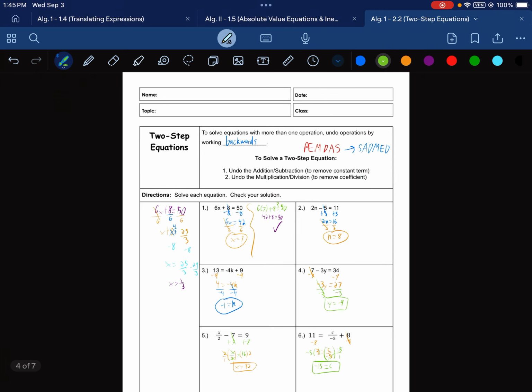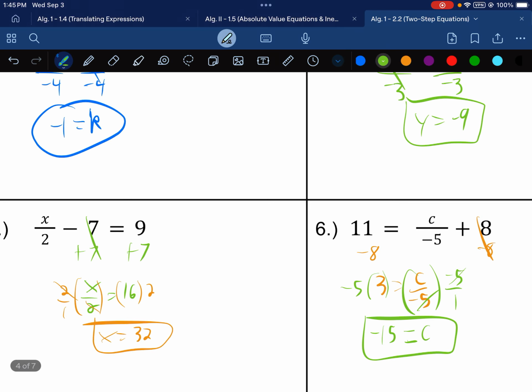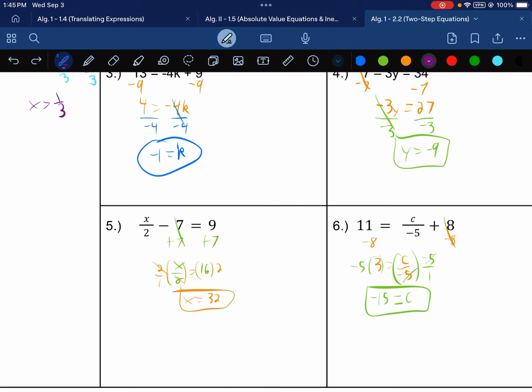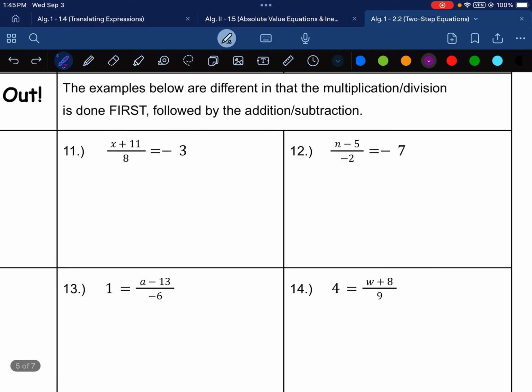So you'll notice a fundamental difference here between problems such as number 5 and 6, where only the variable is being divided in each of those, but the constant term that is adding or subtracting is not being divided. It's not part of the fraction. And so in those, we dealt with that constant term by adding or subtracting first.